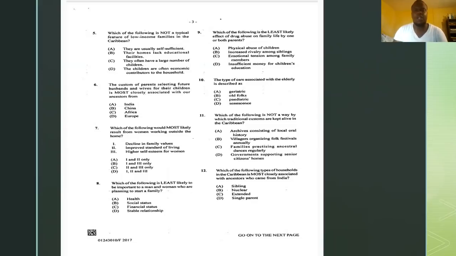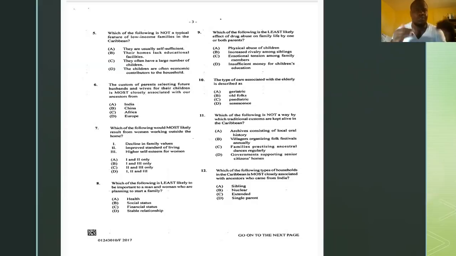Number 11, which of the following is not a way by which traditional customs are kept alive in the Caribbean? A, archives consisting of local oral history. B, villagers organizing folk festivals annually. C, families practicing ancestral dances regularly. Or D, government supporting senior citizens home. Remember it says which one is not a way.